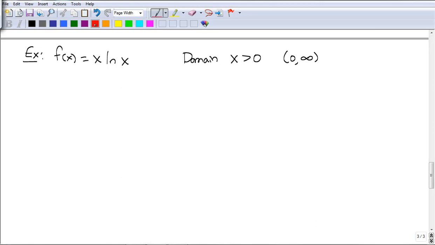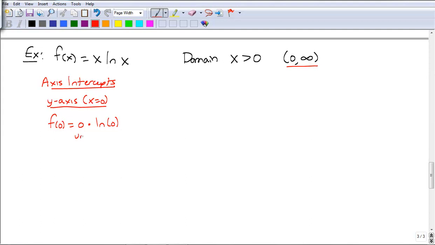And so if I want to find the axis intercepts, I can find the x and y axis intercepts. To find the y-axis intercept, I set 0 for x. Well, notice x equals 0 is not in my domain. When I put 0 for x, I have to take the natural log of 0, which is undefined. So since I can't get an answer out, there's no y-intercept.